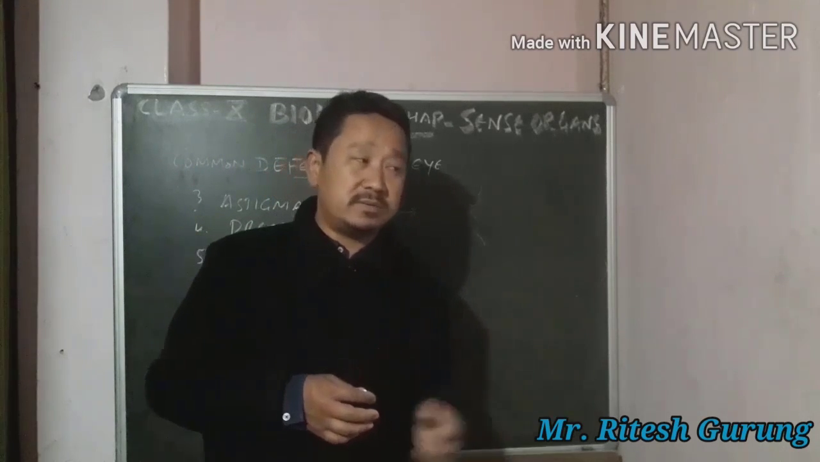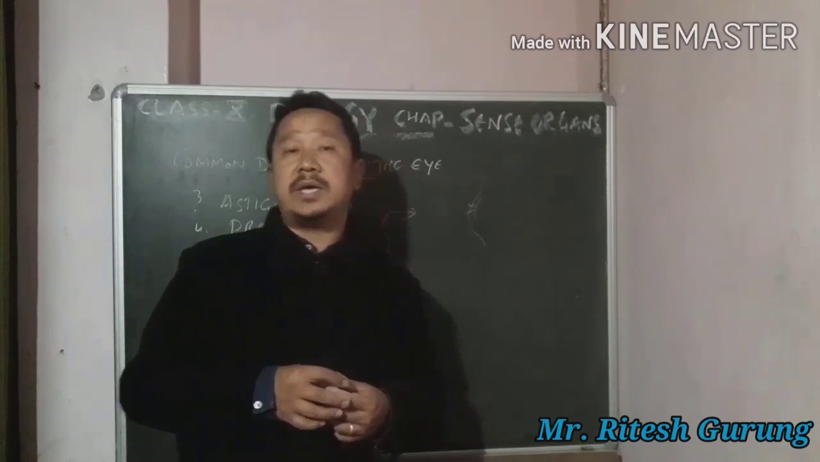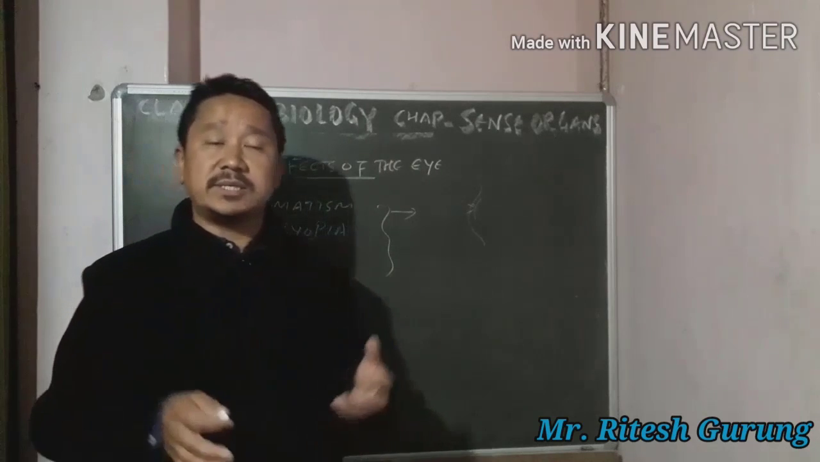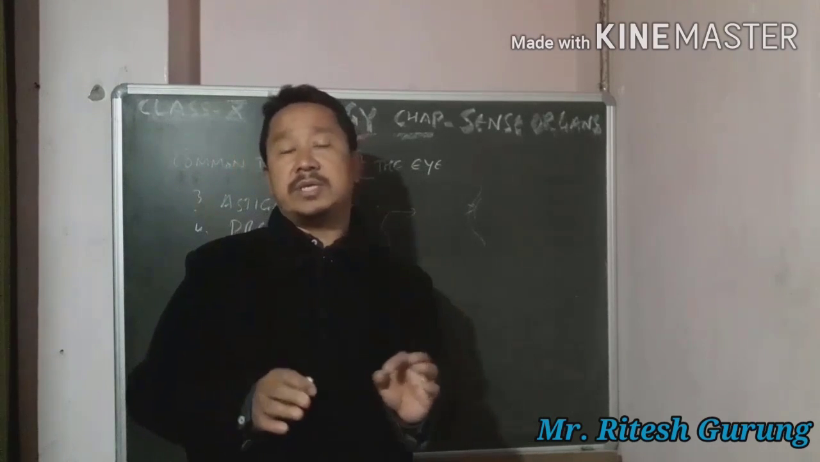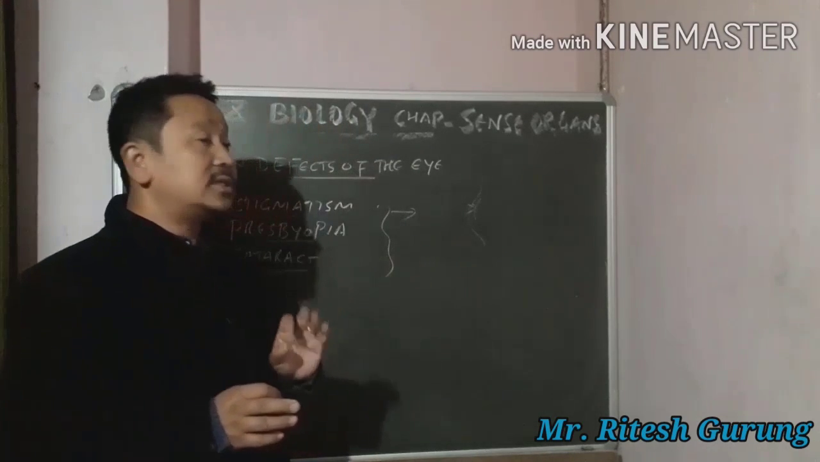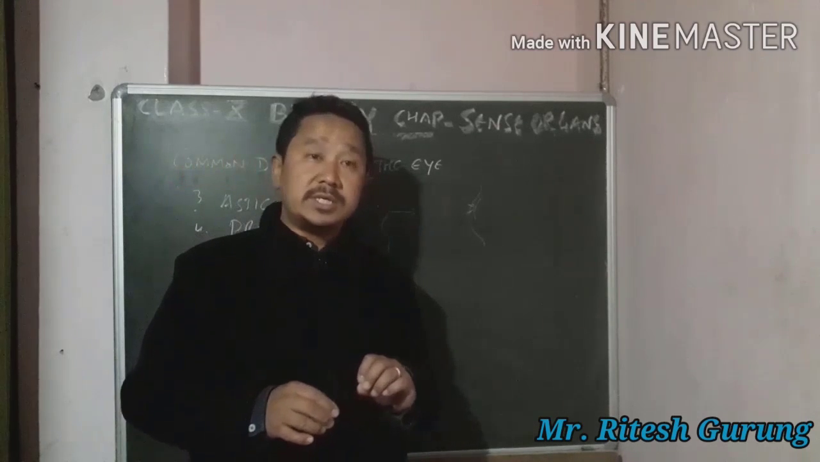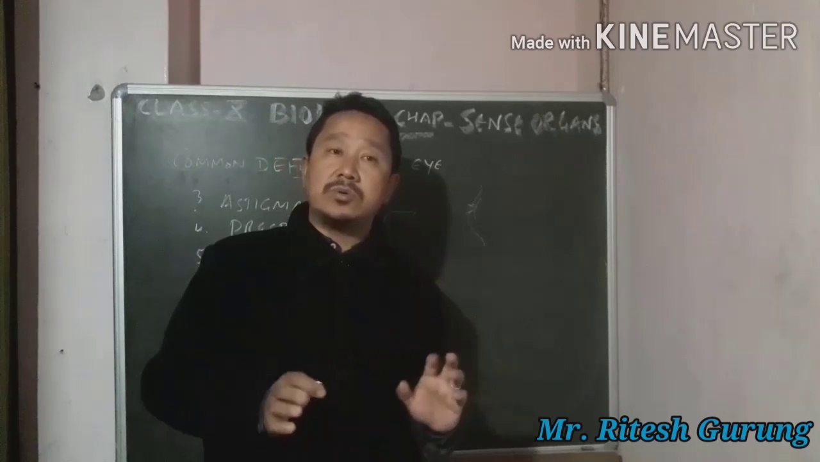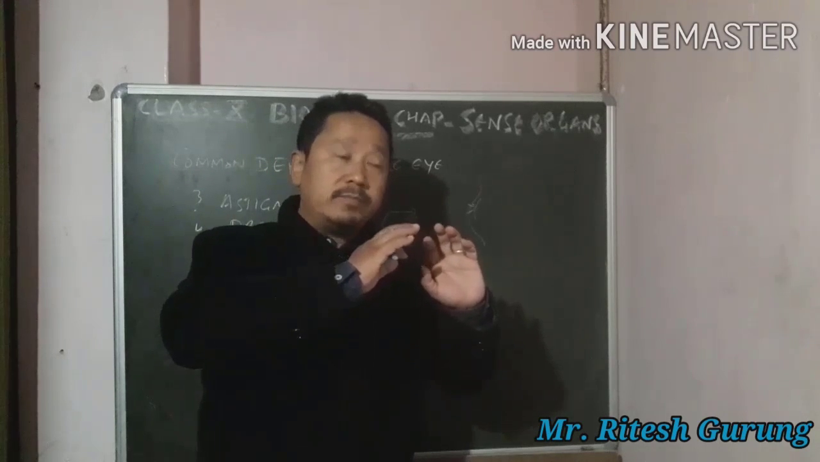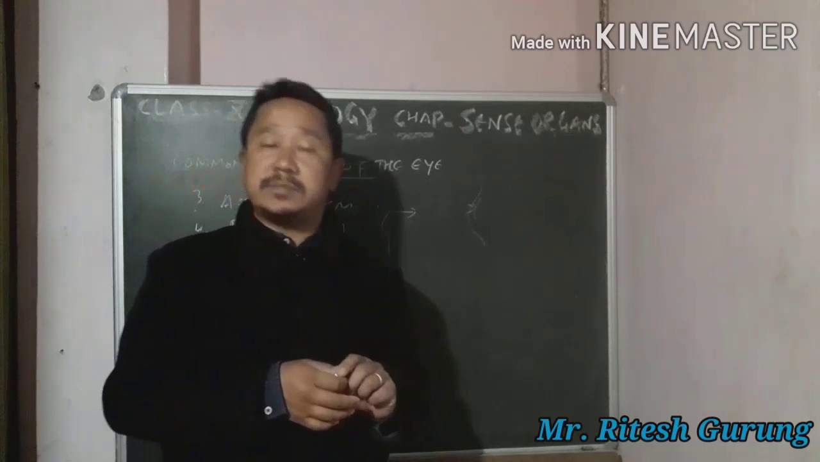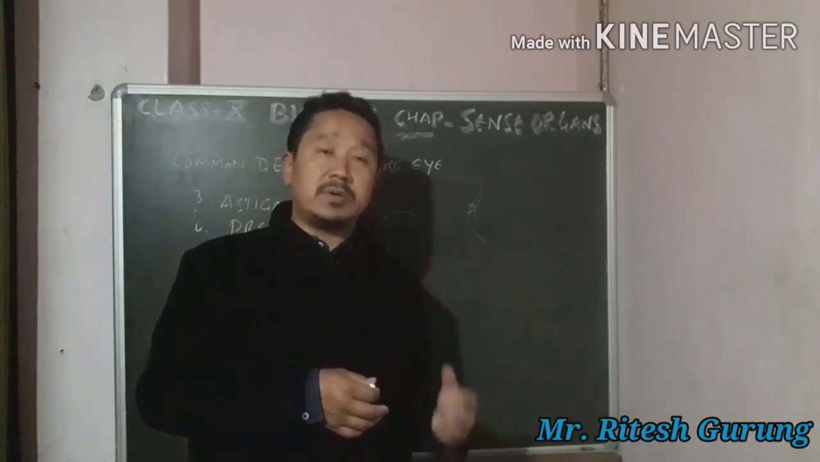So these are the common defects of the eye that you have in the syllabus. There are others also, like night blindness, but they are not in the syllabus. These are the defects of the eye put in our syllabus. So this is how we conclude the eye, from the chapter called sense organs.